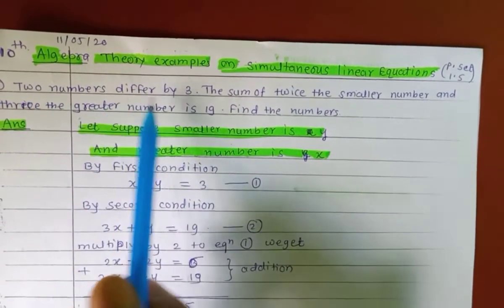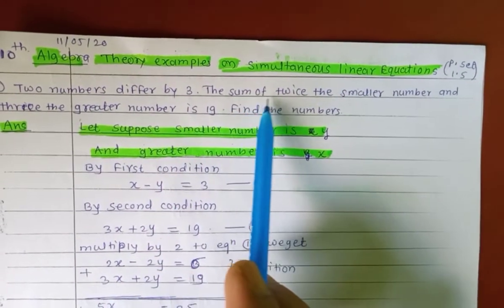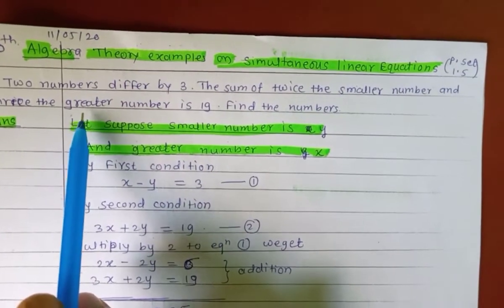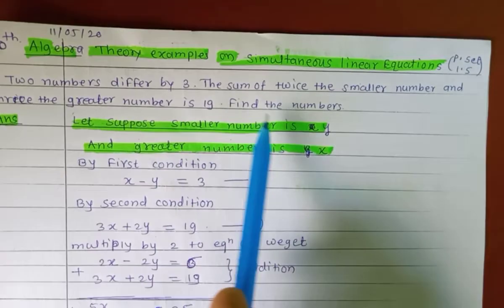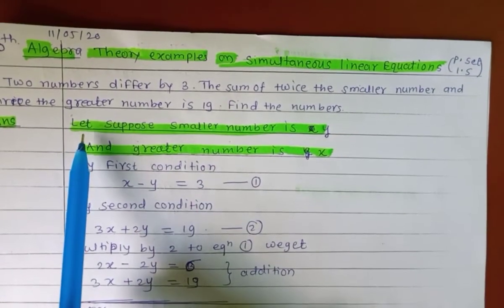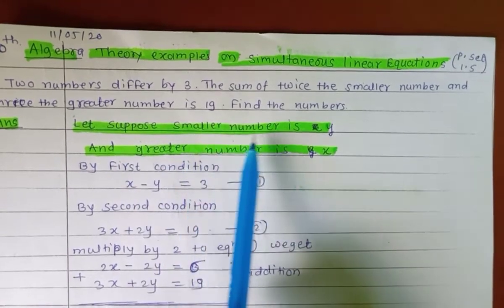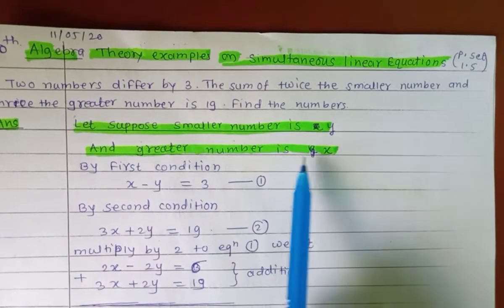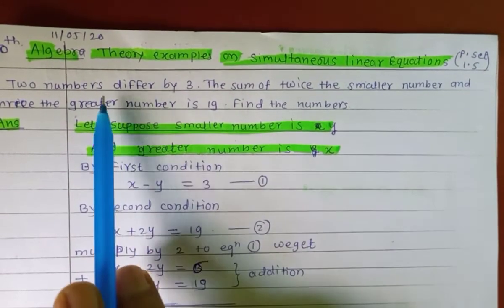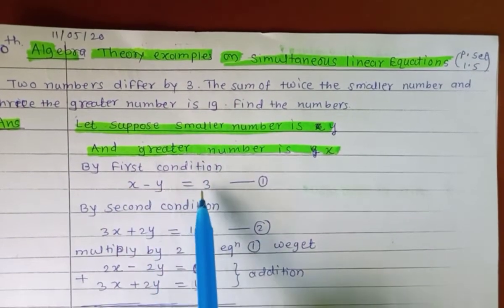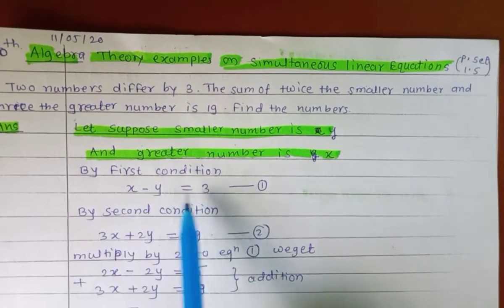Two numbers differ by 3. The sum of twice the smaller number and three times the greater number is 19. Find the numbers. Let's suppose the smaller number is y and the greater number is x. The difference between the two is 3, therefore x minus y equals 3. Difference means minus.